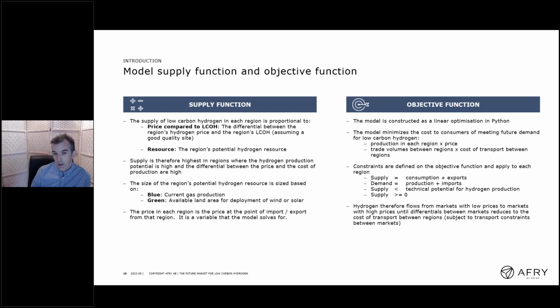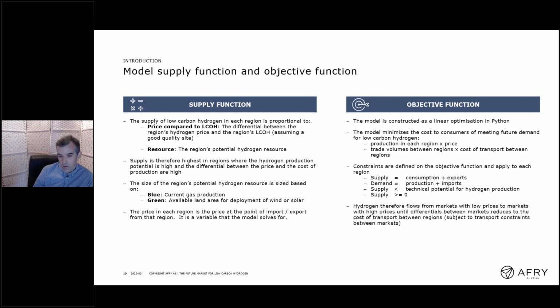And the tool assumes that they are interchangeable. Obviously, we could have a constraint where maybe certain markets only accept green and they don't accept blue. That could be a future evolution of the model, but at the moment we're assuming that blue and green hydrogen are fully interchangeable, and therefore we have a single price for low carbon hydrogen.